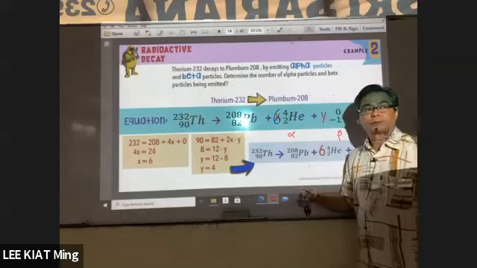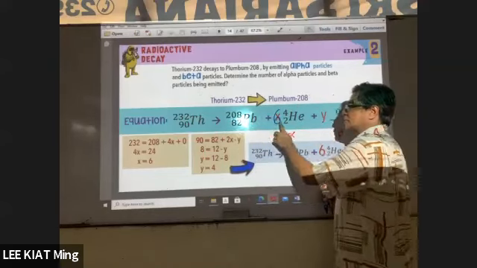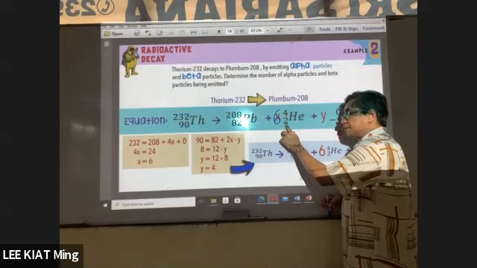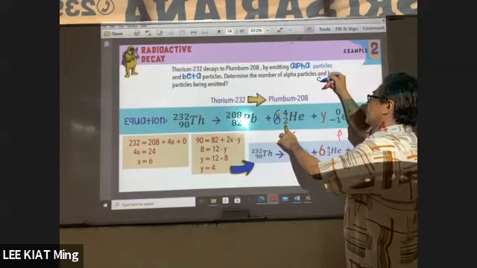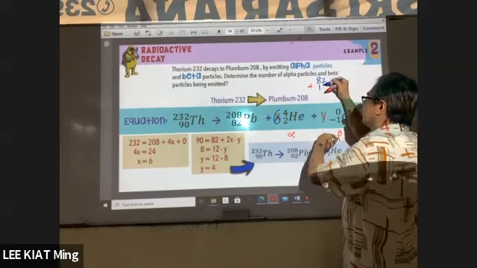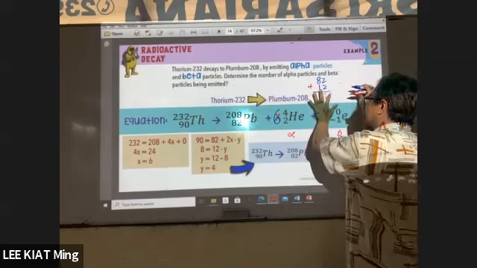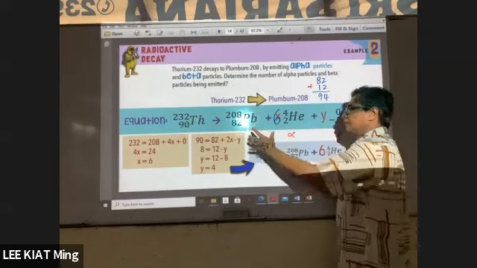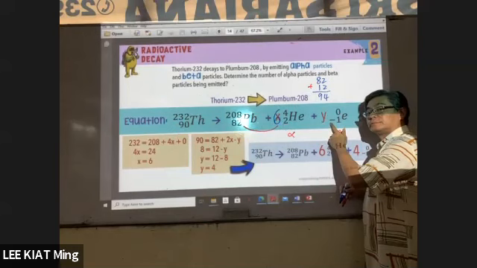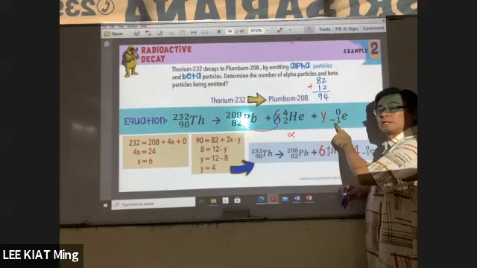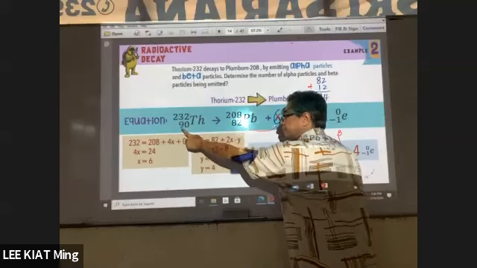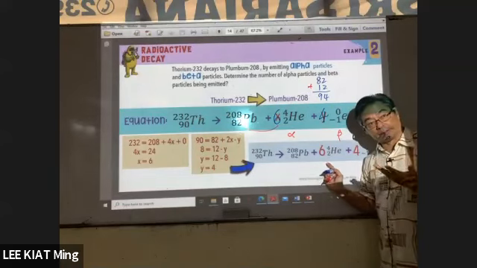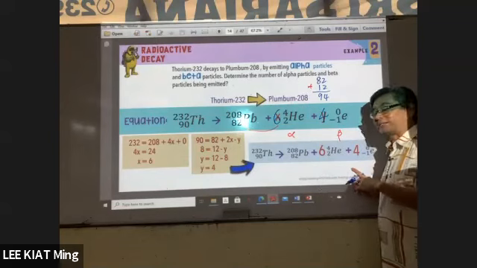Done. Now check the number at the bottom. 82 plus 12. Why 12? 6 times 2. Whatever number you put in front, you must multiply the number here. Alright, 82 plus 12, you know it's going to be a 96. Sorry, 94. But here is 90. Here you already got 94. So what do you do? You need to minus. Just minus. And you know you need to minus how many to give you a 90. You need to minus 4. Then you put a 4 in. That's how we get the number 6 and 4. 6 alpha and 4 beta.